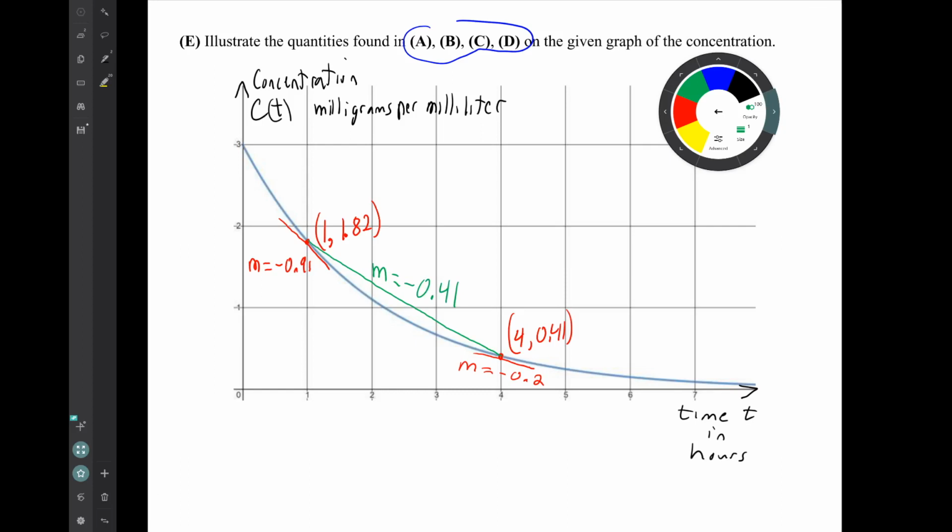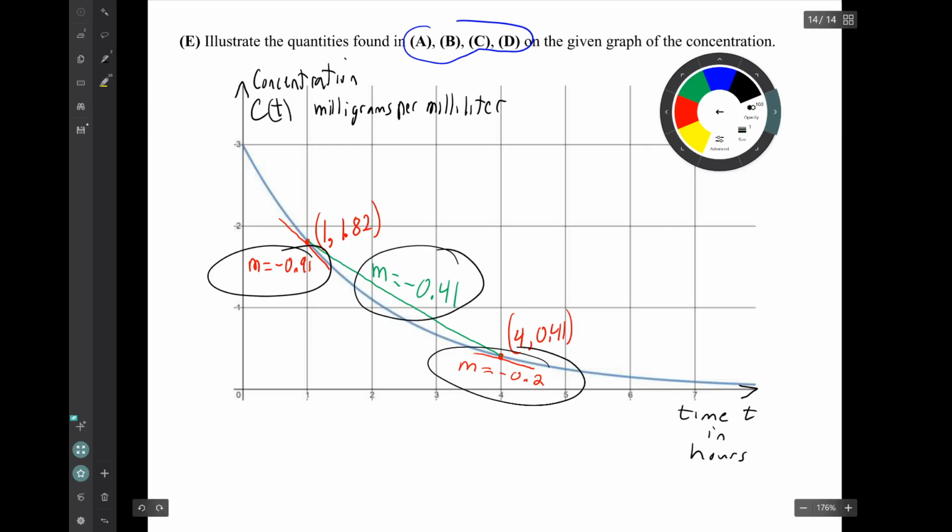So there you see those three lines with their slopes. Notice that it makes sense that this slope is the most negative, this slope is not as negative, and this slope is not very negative at all, because those lines are less steep as you go across.